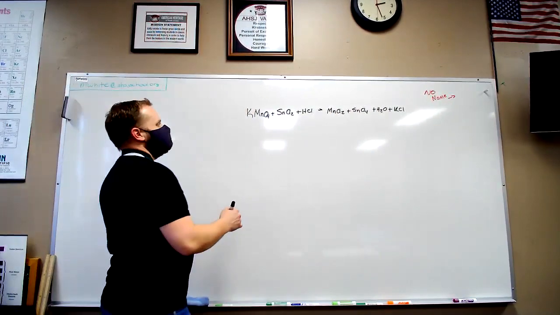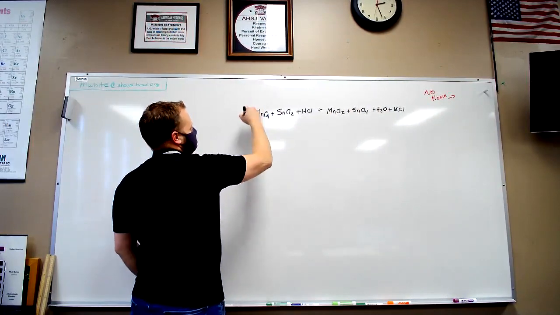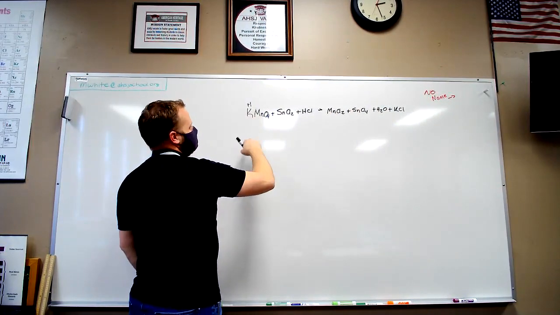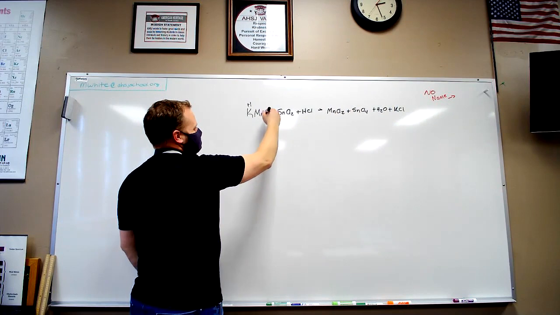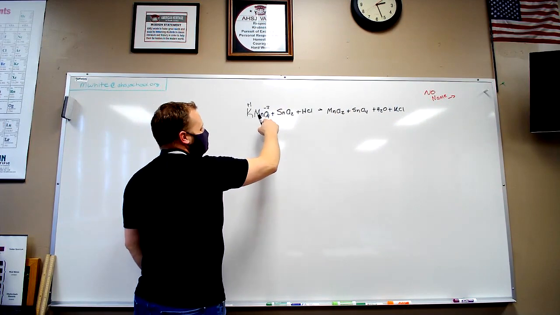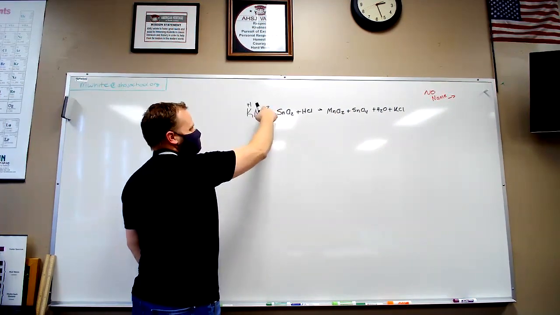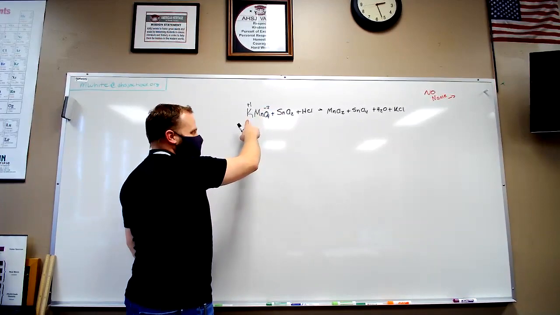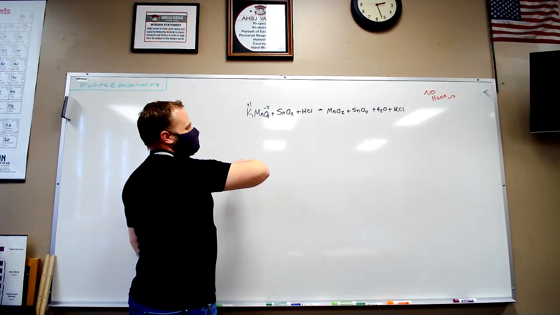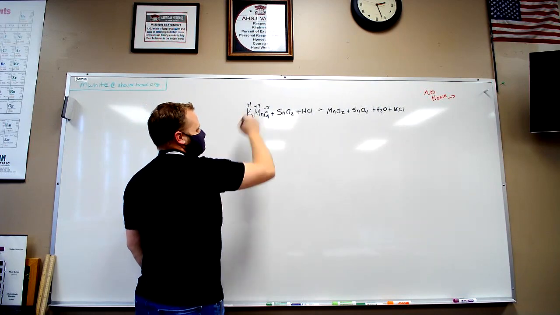Okay. So potassium +1, that's a rule. We don't have a rule for manganese, but we do have a rule for oxygen, -2. So we've got 4 of these, so we have -8, we have +1. Total thing has to go to 0. This is +7.